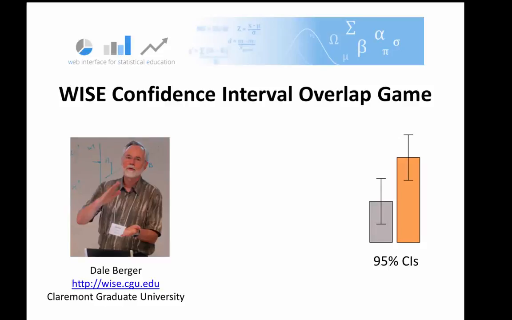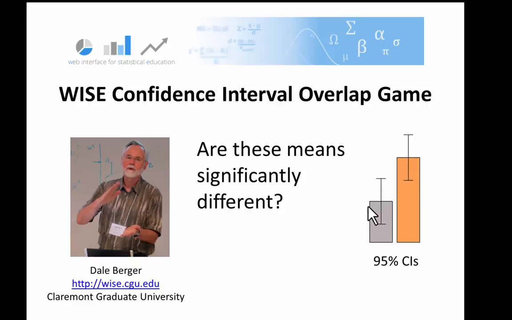Welcome to the WISE Confidence Interval Overlap Game. Confidence intervals are frequently used to summarize data, but even experienced researchers commonly misinterpret them. Consider this example where we have two bar graphs with 95% confidence intervals, and the question is, are these means significantly different if we were to test them with a two-tailed t-test? Note that the confidence intervals overlap a bit.